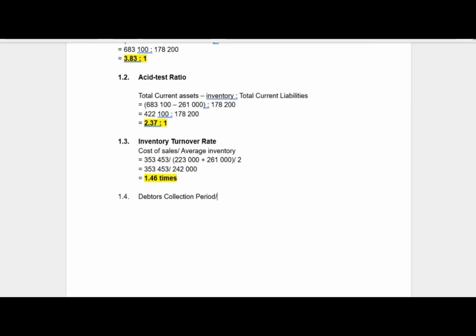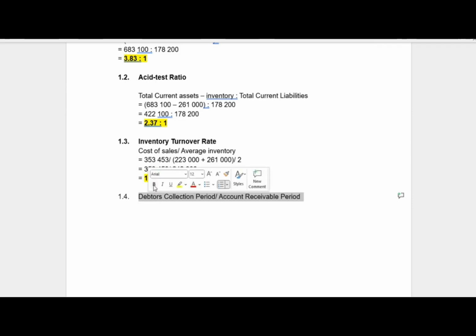Also known as, in the new terminology, the account receivable period, or you can say trade receivable period. That's another term. All right, so I don't want people to get lost here. So the debtors collection period, or account receivable period, in days. What is the formula for this?